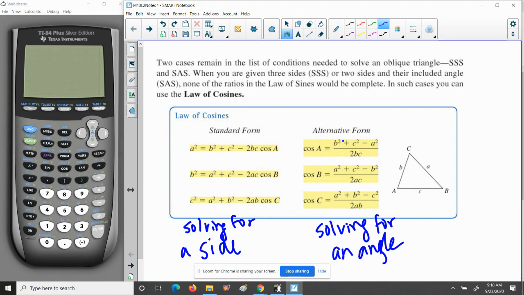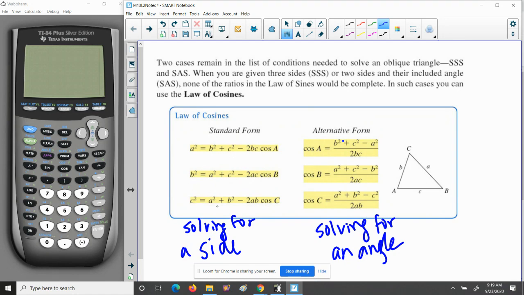Just to go over what these mean, it's not so much that you have to memorize every single one of these. I would memorize the pattern. Take a look at when we're solving for a side over here on the left. We have a squared equals b squared plus c squared minus 2bc times cosine of angle A.